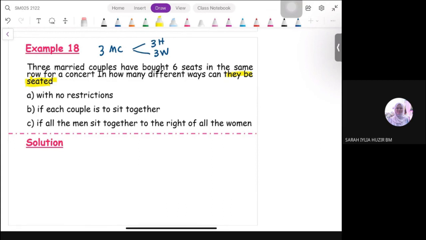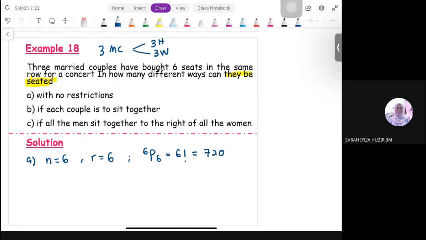Okay. First case, without restriction. With no restriction at all means our calculation straight away out of 6 people, we will arrange 6 of them. So calculation straight away will be 6P6 or it can be 6 factorial. In this case, our answer would be 720.